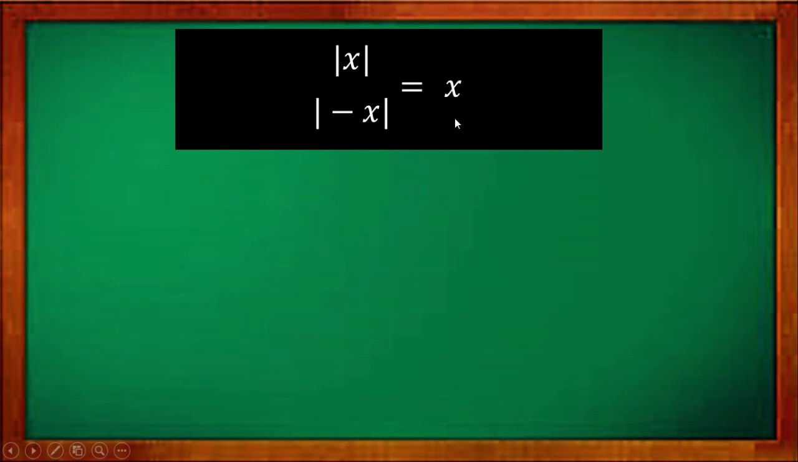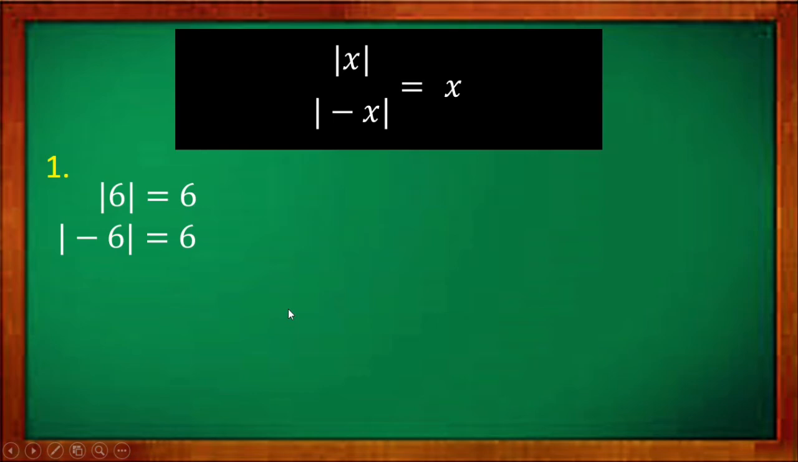So, let us have an example. Example number 1. Find the absolute value of 6. And the absolute value of 6 is just positive 6. Another one, find the absolute value of negative 6. And the absolute value of negative 6, based on our rule, is just 6. Same as the absolute value of positive 6.